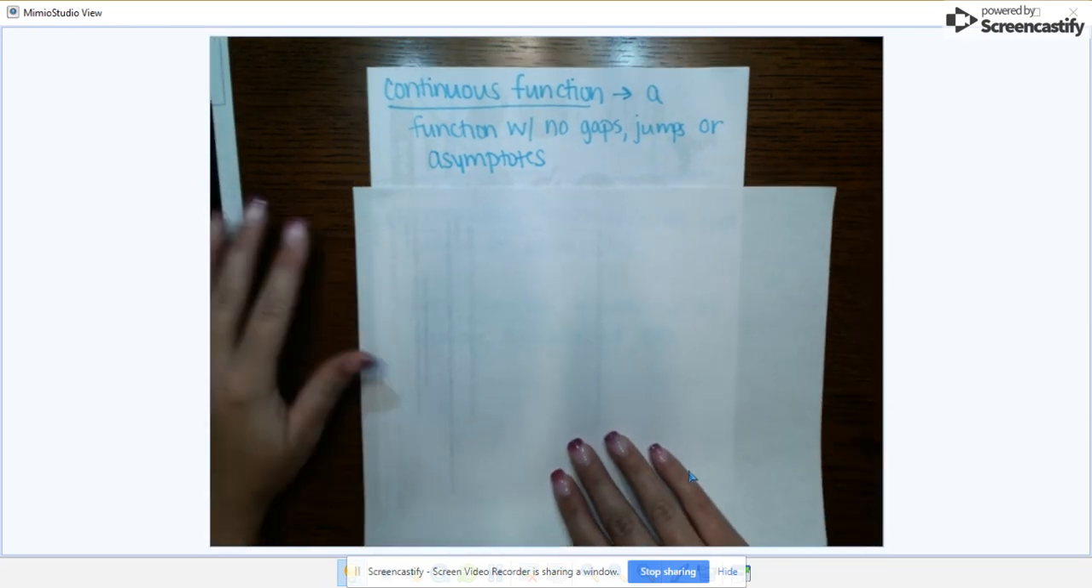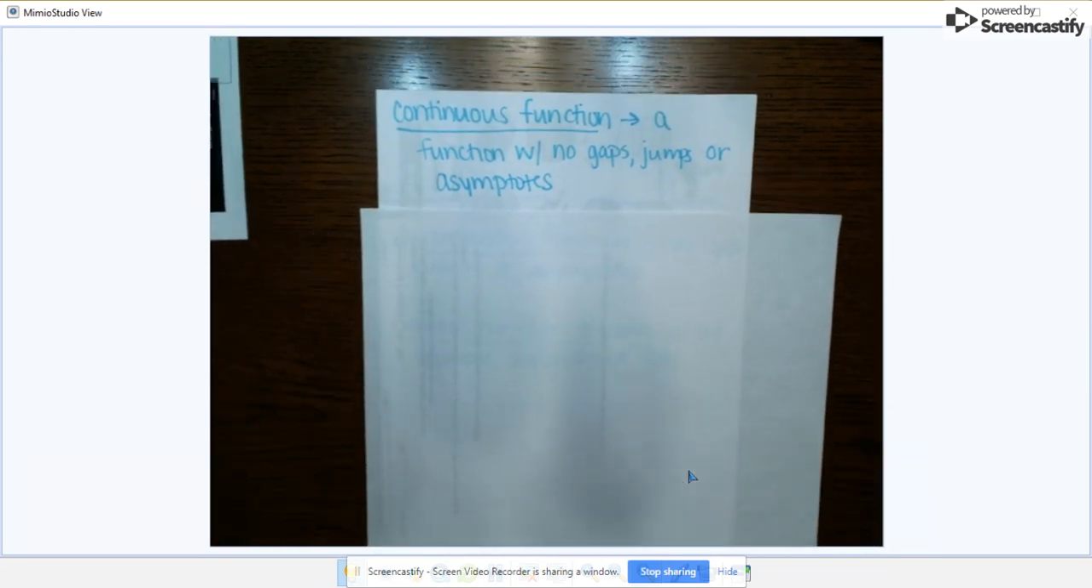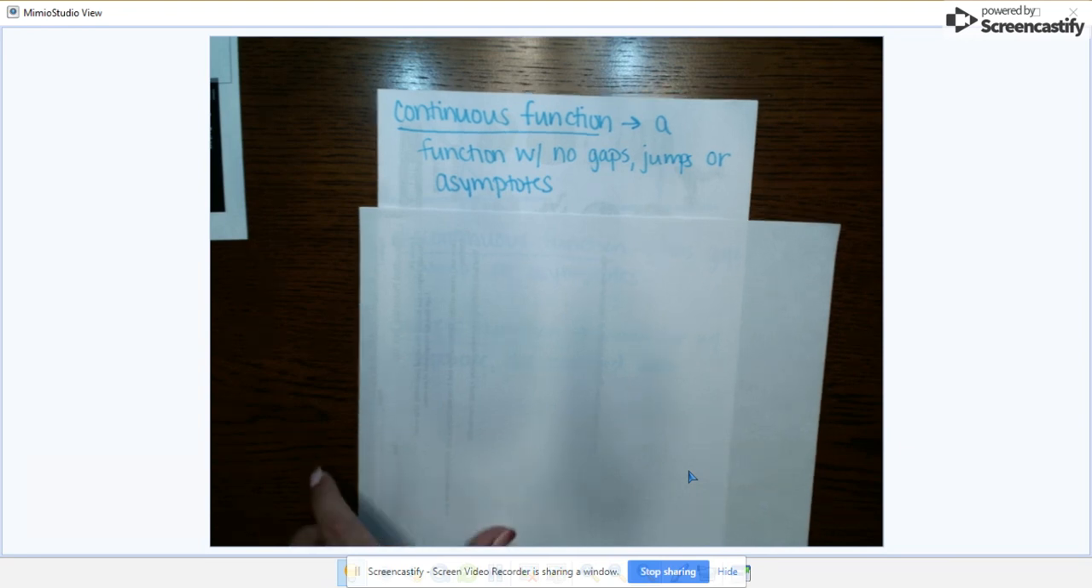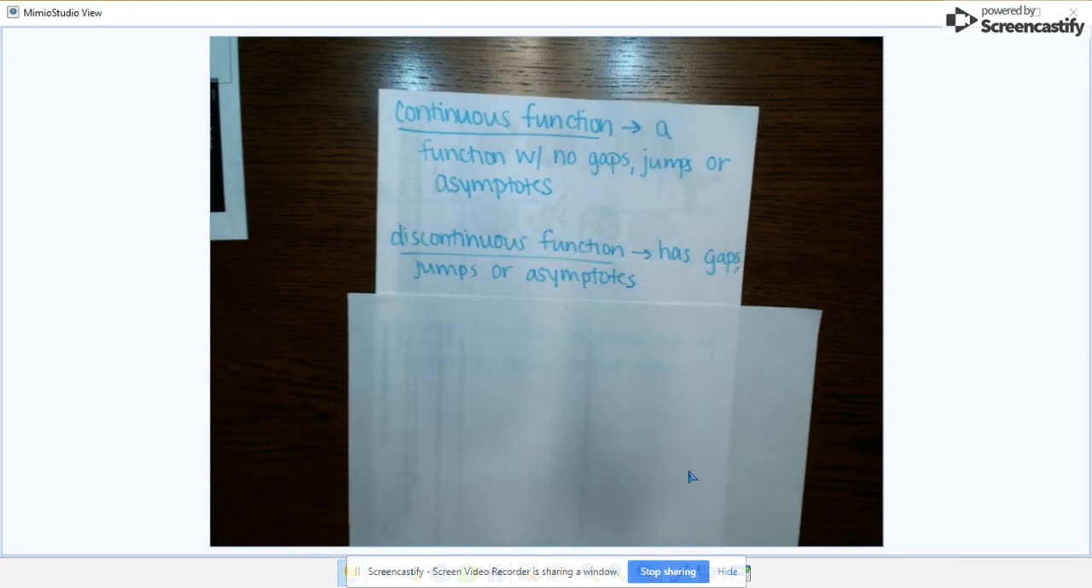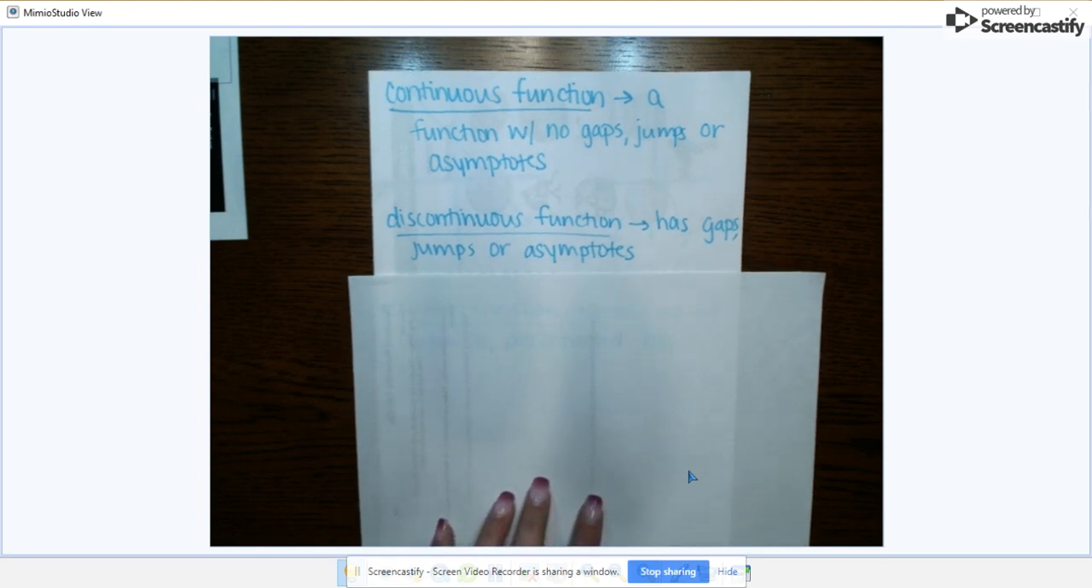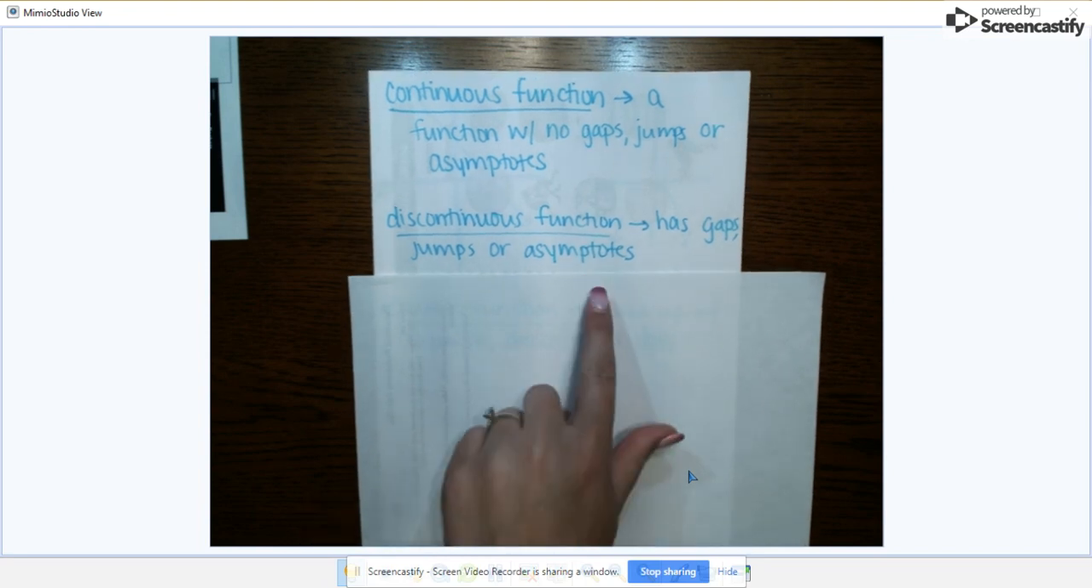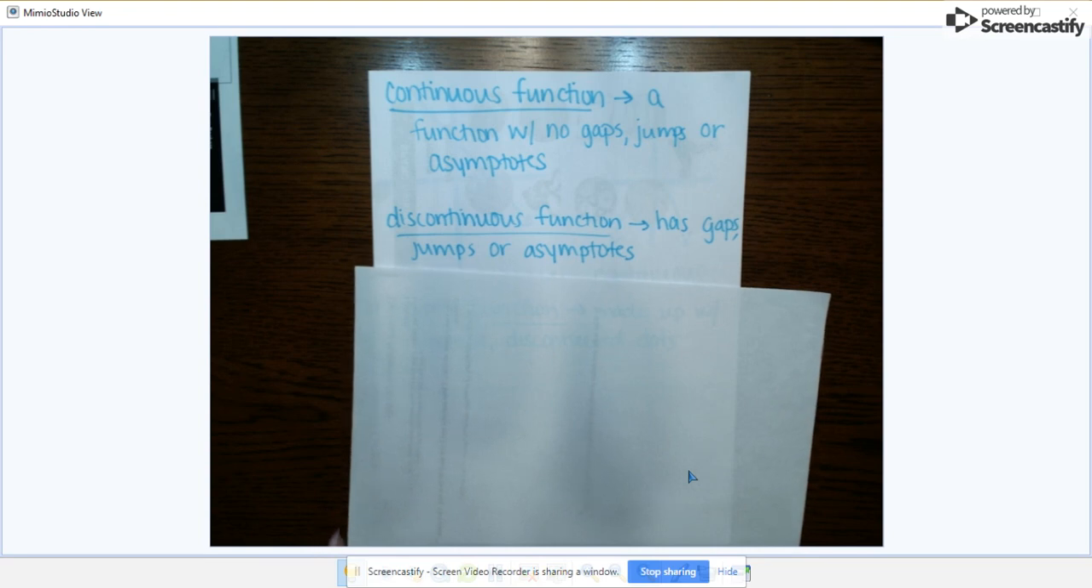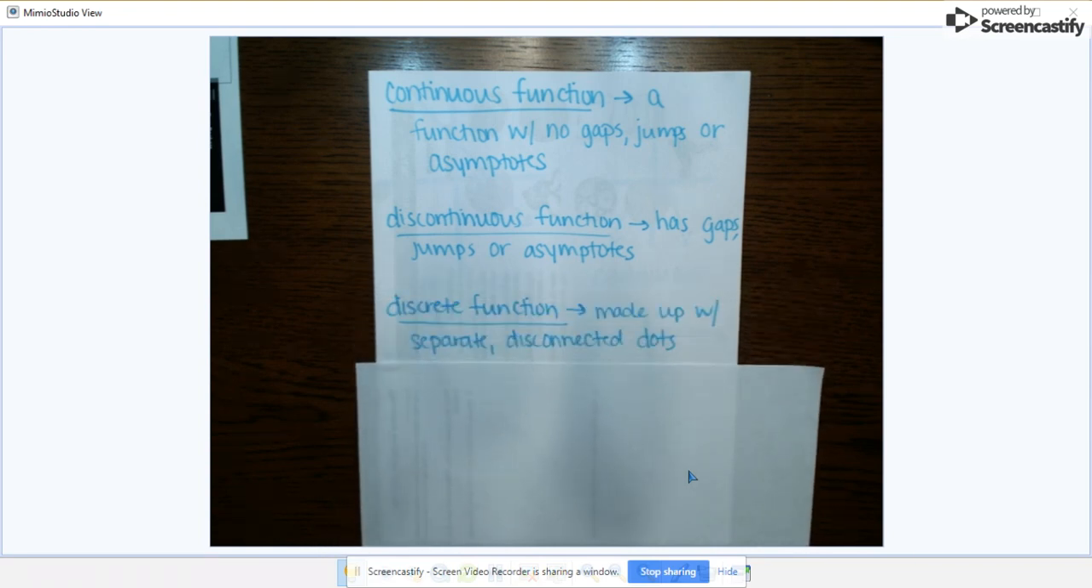So a continuous function is going to be a function or a graph with no gaps, jumps, or asymptotes. And on the other hand, a discontinuous function is going to have those holes or those jumps or those asymptotes, those invisible lines. And the last type of function we have is a discrete function. So discrete means individual points. So this looks a lot like a scatter plot. It's just separate disconnected dots on your coordinate plane.